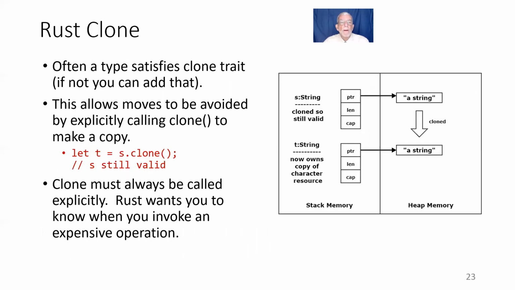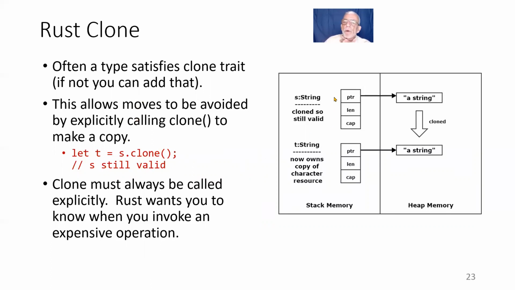So, okay. There's one other thing before we dig into the ownership model in detail. For these non-blittable types, we can define a clone method. For most non-blittable types, you can create a clone method. And the way that works is you say let T equals S.clone. Now, we didn't move S, we cloned it. So that means that we copied the characters.